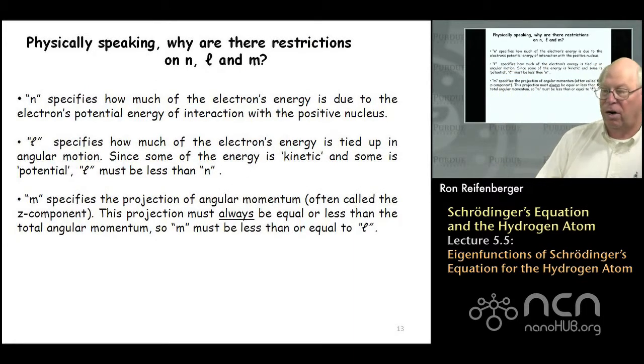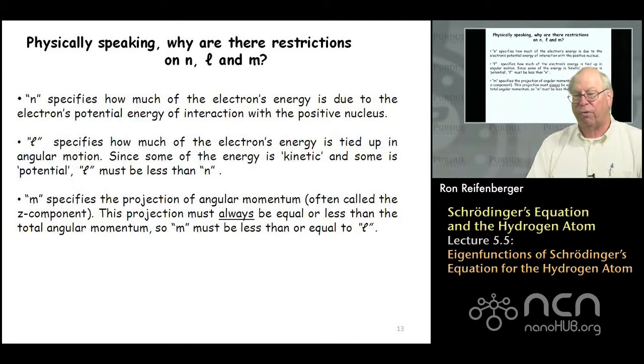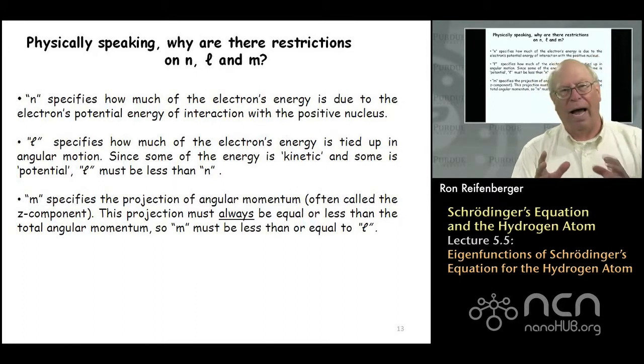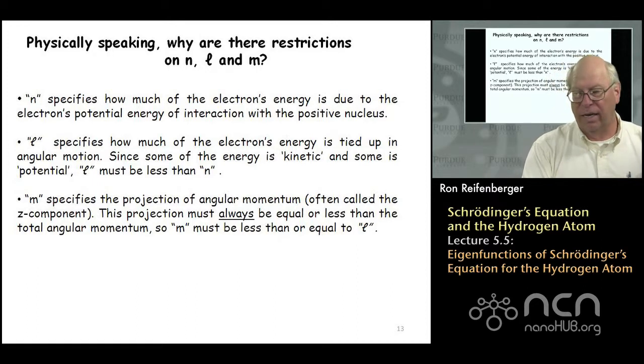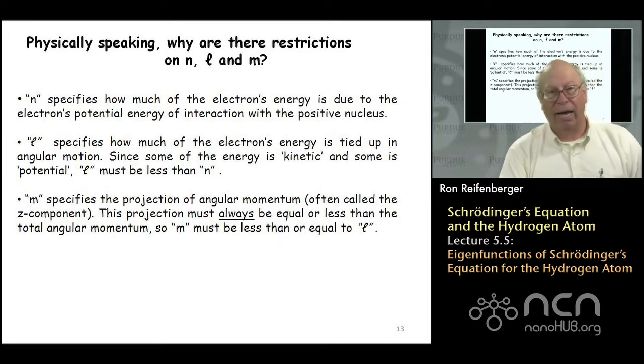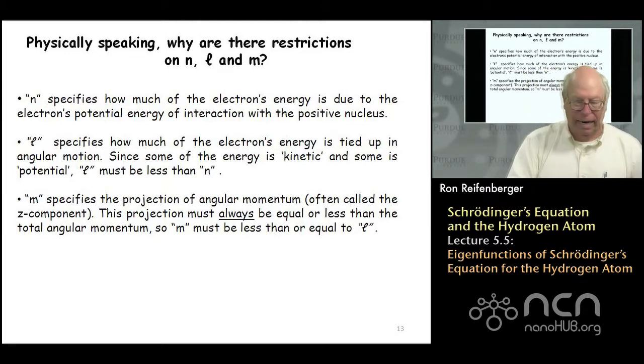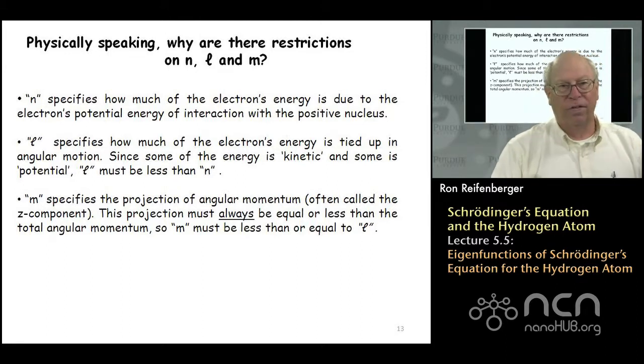Physically speaking, there are simple reasons why there are restrictions on n, L, and m. So I go through this discussion here. It's qualitative, but it tries to give you a sense for why n is restricted to integer numbers, why script L is restricted to values less than n, and why m is always restricted to values less than L. So, if this helps you understand why there are different ranges for the quantum numbers, that's great. It's just a qualitative way to try to understand exactly what's going on.